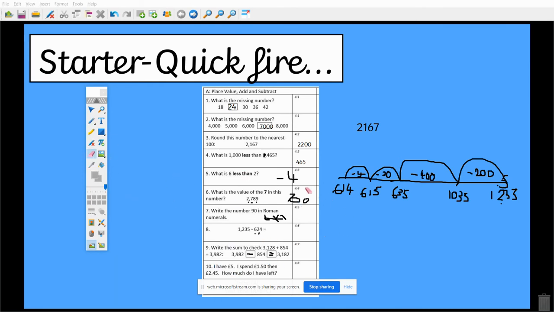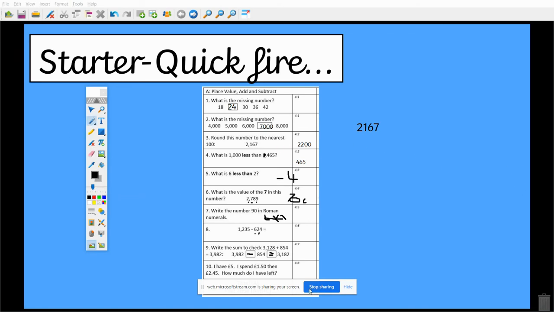Okay, I have £5. I spend £1.50, then £2.45. How much have I got left? Right, let's get our number line out. If I was doing some mental maths, which I think we could probably do in our head, I would do £2.45 add £1.50. So let's add £1, so that makes it £3.45. Now let's add 50, so that would make it £3.95. So in total, he spent £3.95.